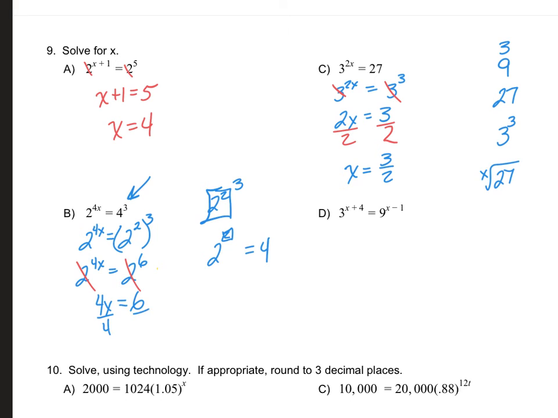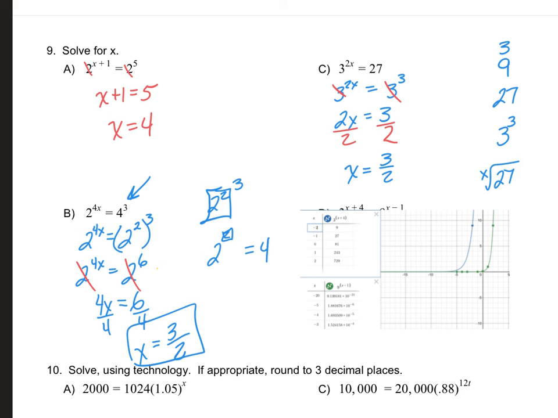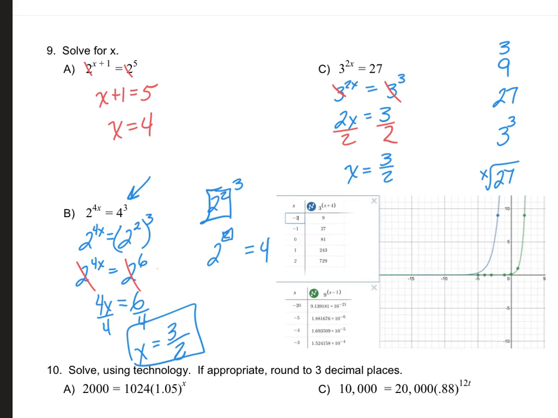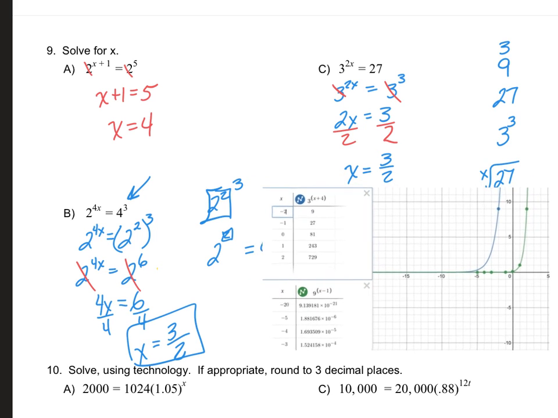We would divide both sides by 4, which is 6/4, but it reduces to 3/2, which is actually the same answer as letter C. Now, I did a graph for you here, and I'm going to show you how sometimes the graph on these can be more confusing than helpful.